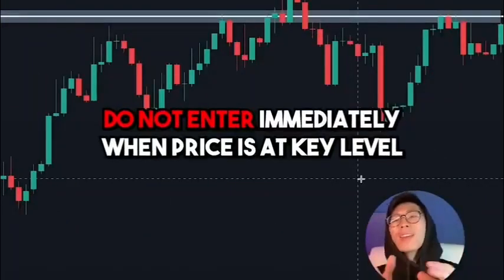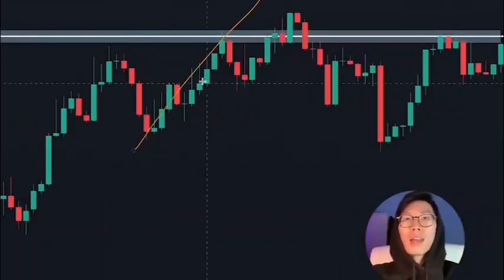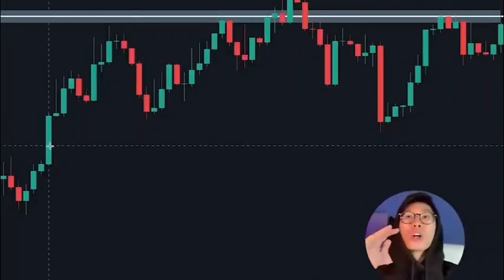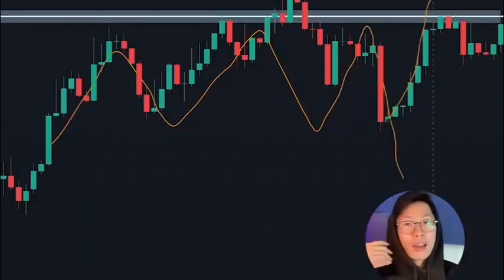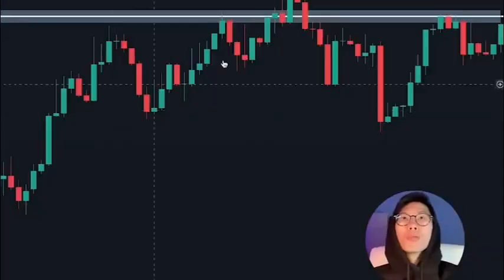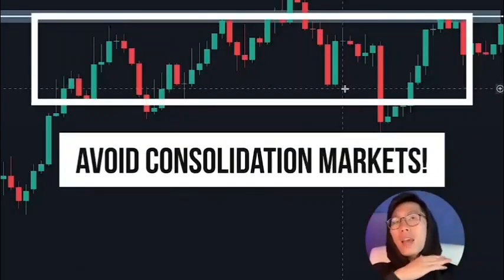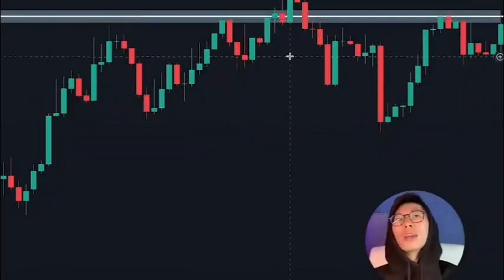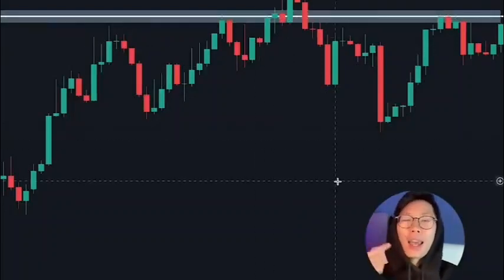When price is at a key level, do not enter yet. You cannot assume that price is going to break past this key level or reverse immediately at the key level. Price can literally consolidate for a little bit before it decides whether it wants to reverse or break the key level. So be patient, do not chase the trade, and react to the market. If price is consolidating like this, what I will personally do is stay out of the market and wait for price to show me some sort of candlestick pattern that tells me price is either breaking past this level or reversing at this level. Then I enter the trade.